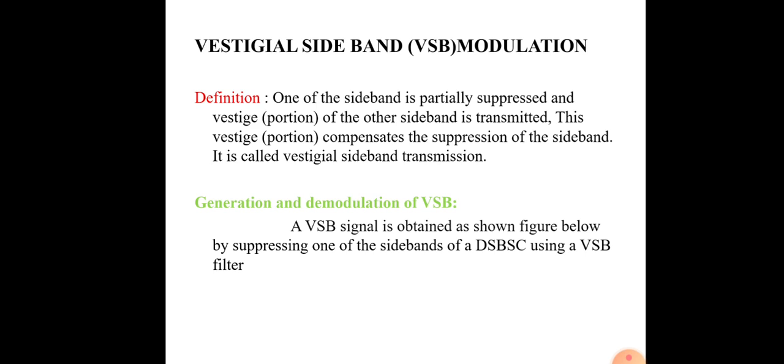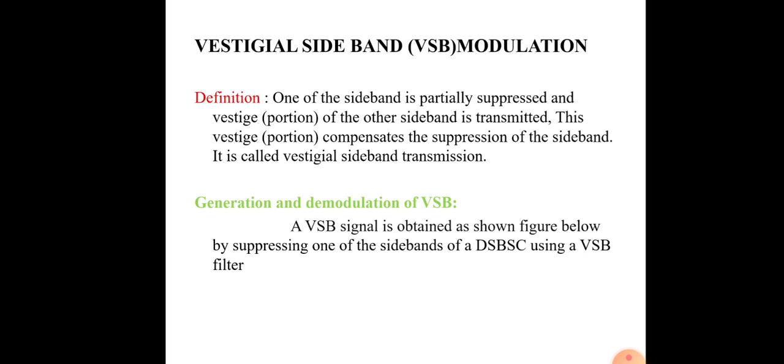Modulation is the process of combining the carrier signal and the message signal, and demodulation is the process of recovering the message signal from the carrier signal. That means from the modulated wave we have to get the original message signal, so that is demodulation. Then here the generation and demodulation of VSB is there.